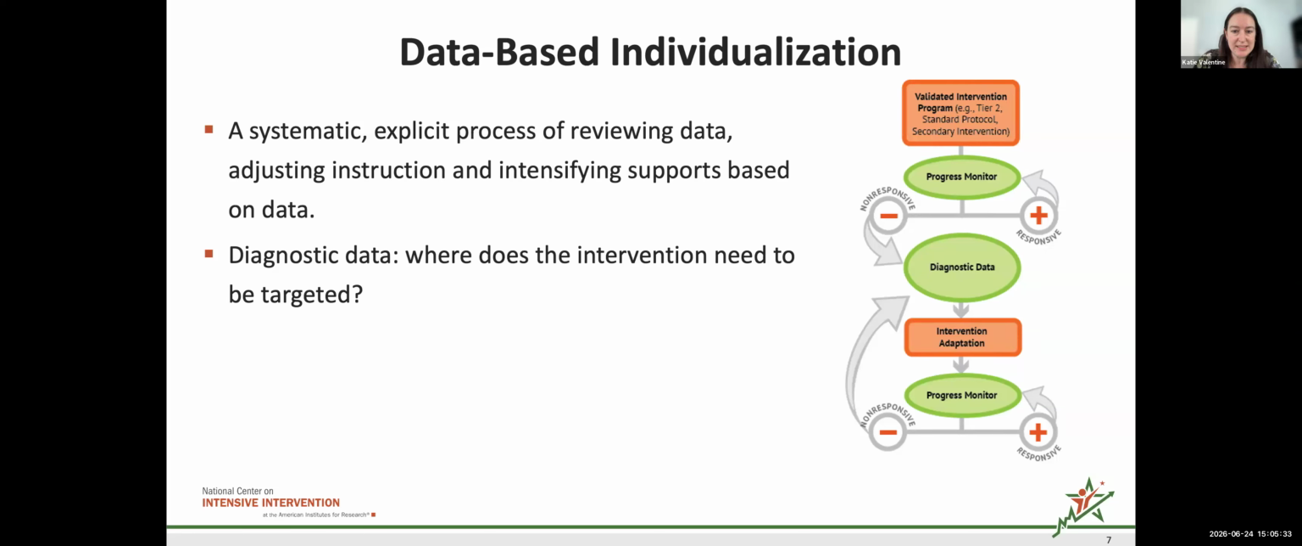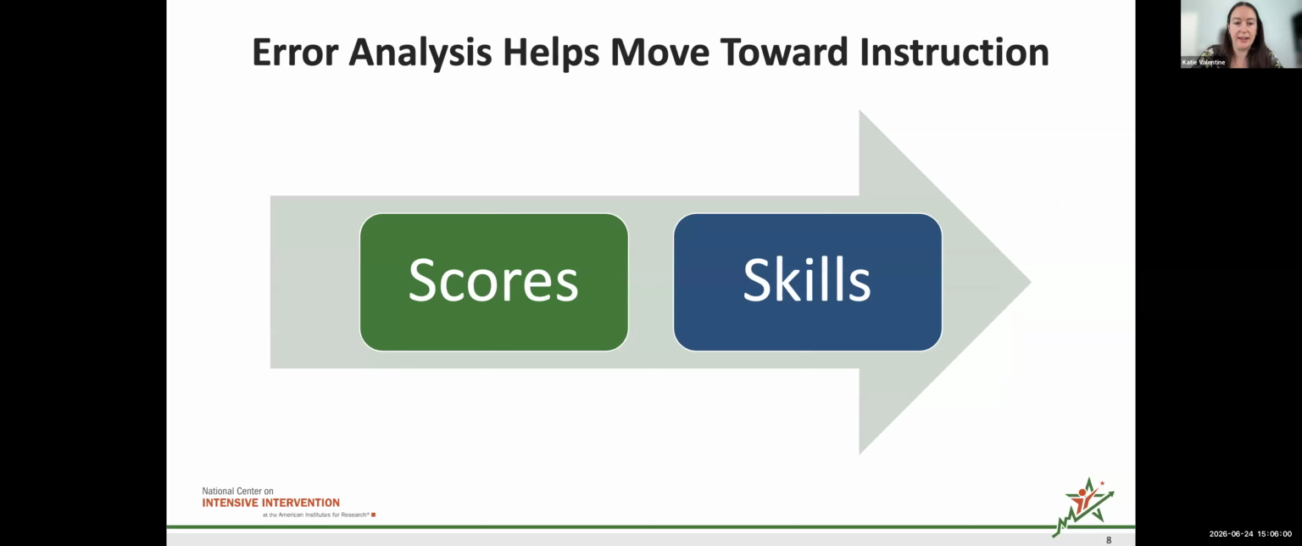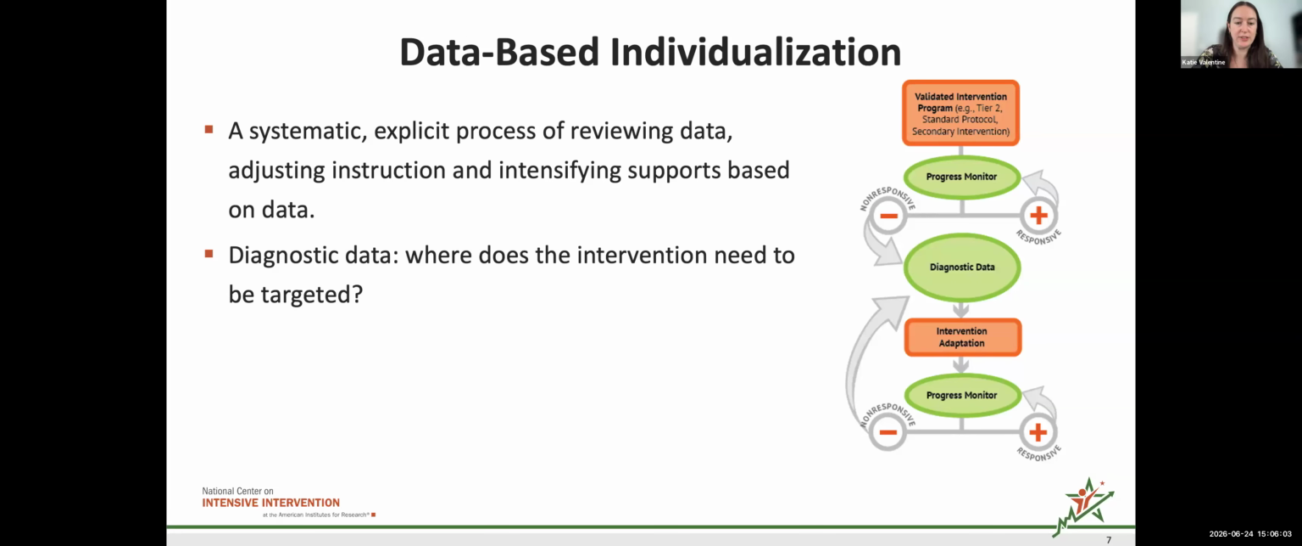The DBI process laid out here involves implementing an intervention or instruction program, engaging in some sort of progress monitoring assessment to ascertain the student's response to that, and then figuring out if they're responsive or not responsive through a process of diagnostic data of what do we need to do next. So the diagnostic data section is really where we'll focus our time today, and understanding how these interventions need to be targeted with specific skills.